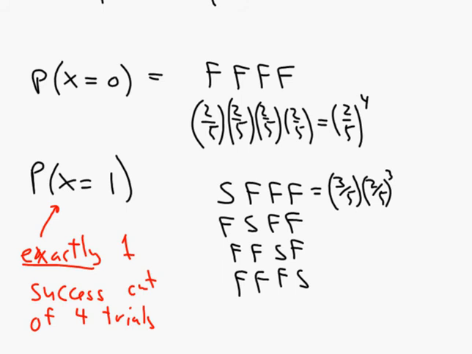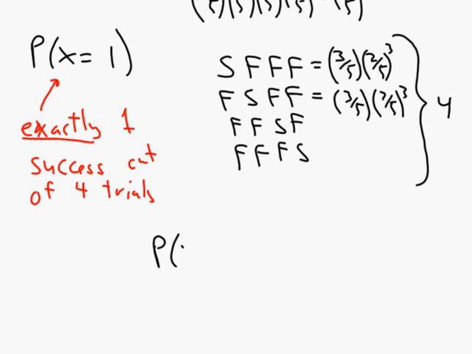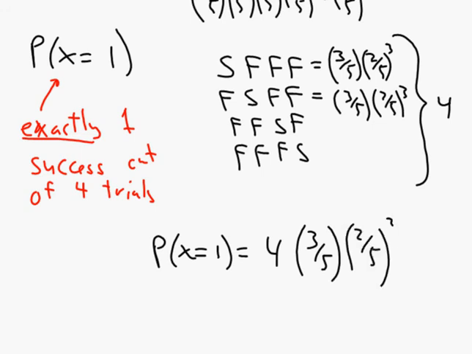Okay? And then over here, I'd have the same thing, 3/5 times 2/5 to the third. It's in a different order, but when I multiply, it's not going to matter. So the question you ask yourself: how many of these do I have altogether? Well, I have 4 of them, right? So the probability that x equals 1 is equal to 4 times 3/5 times 2/5 to the third. Okay? So whatever that turns out to be, we type that in our calculators and we can get an answer.